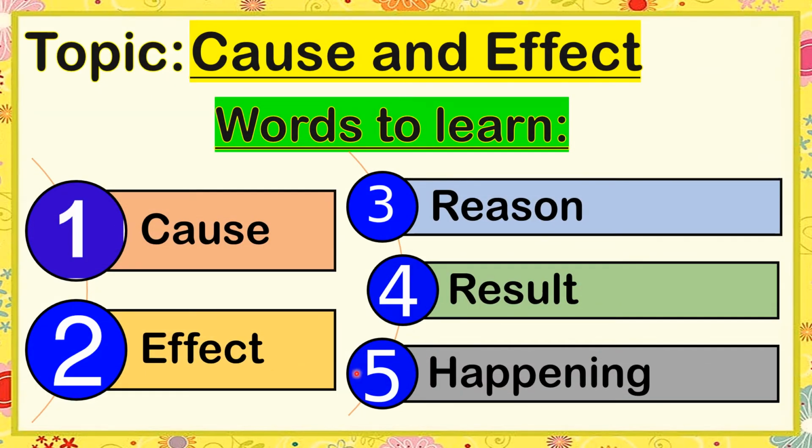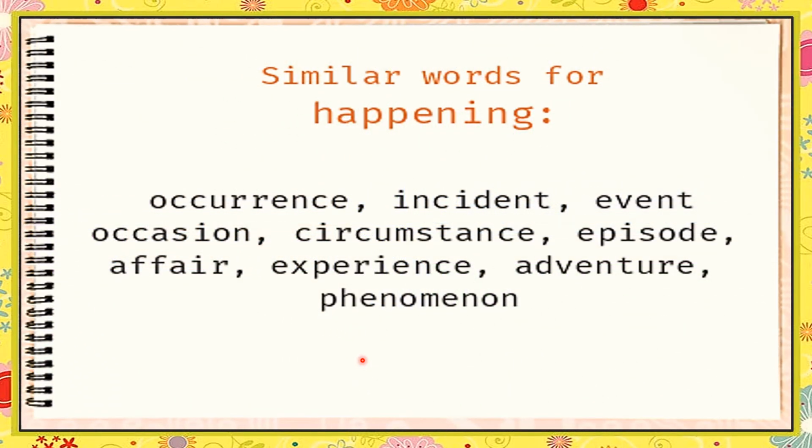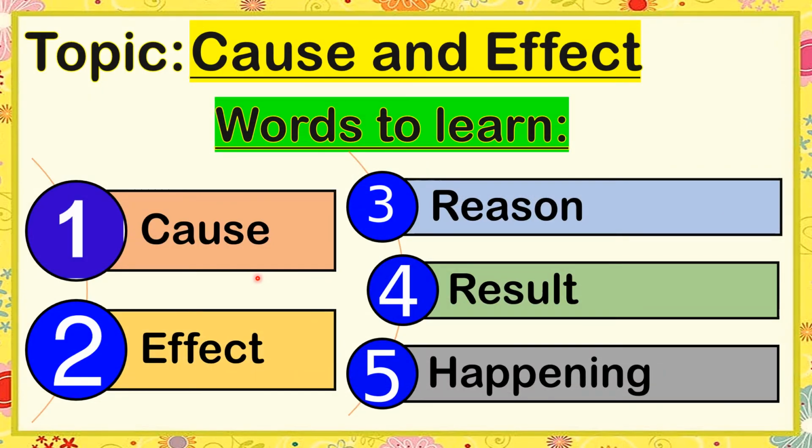And the last word is happening. So class, what are the similar words for the word happening? We have occurrence, incident, event, occasion, circumstance, episode, affair, experience, adventure, and phenomenon. So these are the five words that we will be encountering in our next slides. Let's repeat reading them again. Number one, cause. Number two, effect. Number three, reason. Number four, result. And number five, happening.